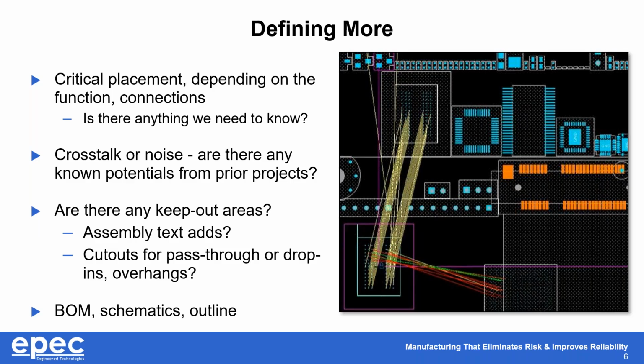Keep out areas. Assembly text can sometimes need to be visible at the final assembly. Cutouts for pass-throughs of cables or components that drop down below the board surface, any kind of overhang. And of course, your BOM, your schematic, and your outline.